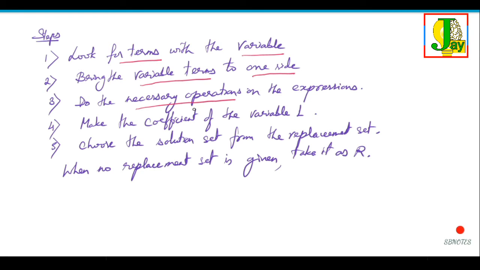ठीक है? Multiplication, division, addition, subtraction. Then the final thing you are going to do is making the coefficient of the variable 1. ठीक है? If we see the example, you will understand this part. And then we'll choose the solution set from the replacement set. रिप्लेसमेंट सेट क्वेश्चन में ही दिया होगा, अगर नहीं दिया है then we take it as R.